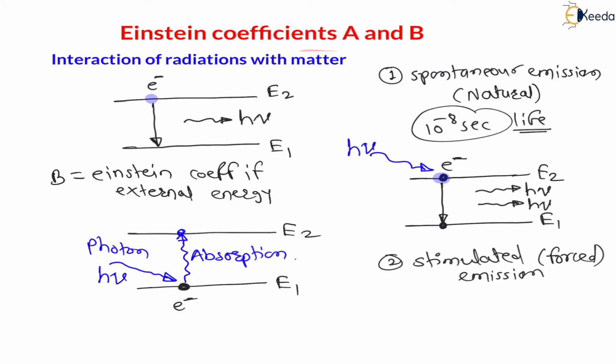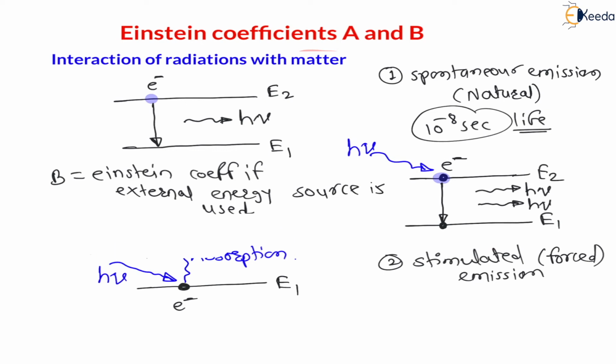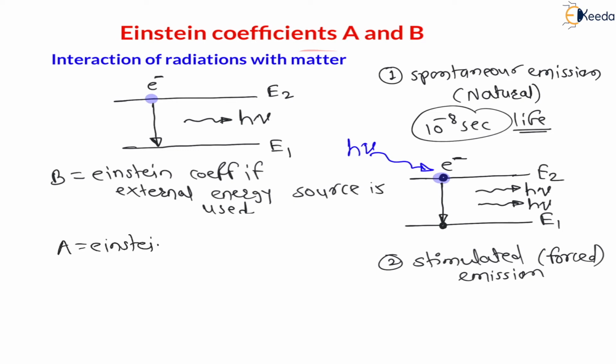External energy source is used. This is very, very important, right? Means for absorption, I am always using an external energy source, and for stimulated emission I am using an external energy source. Means in case of absorption and stimulated emission, the Einstein coefficient is B, right? And if an external energy source is not used, then the Einstein coefficient is A. Therefore here I will write A is the Einstein coefficient if an external energy source is not used.